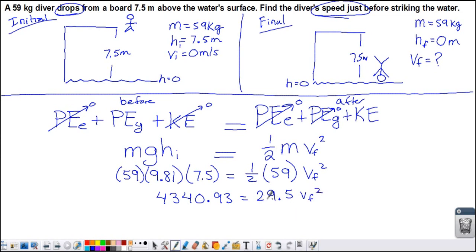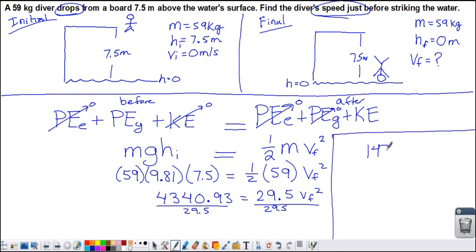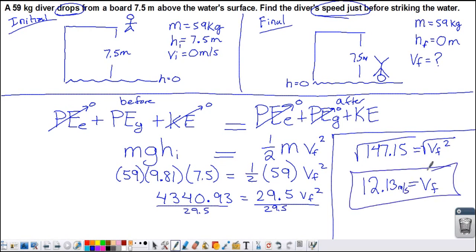I want to solve for the final velocity, so I'm going to divide both sides by 29.5. I'm going to end up with 147.15 is equal to the final velocity squared. Take the square root. Our final velocity is 12.13 meters per second. Now I keep saying velocity because I see the V there and it's just rolling off my tongue. But remember, without the hat on top of it, it is just speed, and the question asks for the speed. So this is the speed of the diver. If we want to know velocity, we could include a direction. We could say it's going down, so it's negative, but it's asking for the speed.